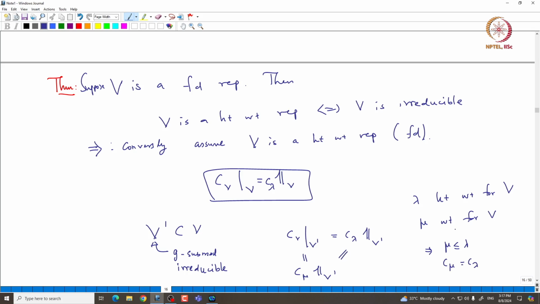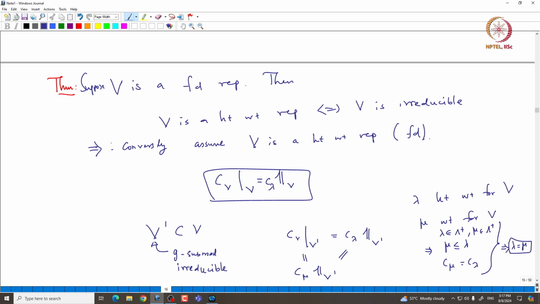Now lambda comes from the highest weight of this capital V, so this must be dominant, and mu is the highest weight of this V dash, that is a highest weight representation, so that also must be dominant. All these things we get for free. So that should imply that lambda equals mu.